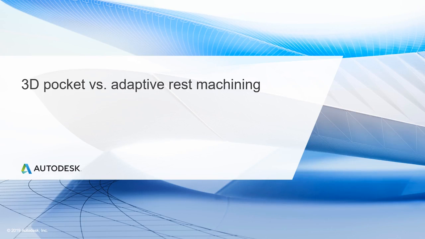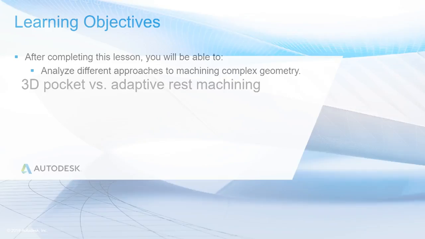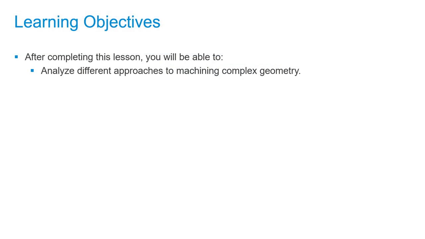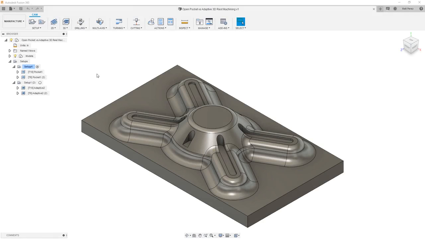In this lesson, we'll take a look at 3D Pocket versus adaptive rest machining. After completing this lesson, you'll be able to analyze different approaches to machining complex geometry. For this lesson, we want to start by uploading the supplied file, Open Pocket versus Adaptive 3D Rest Machining.